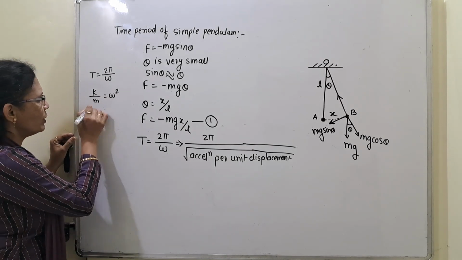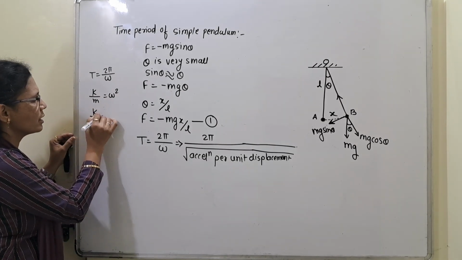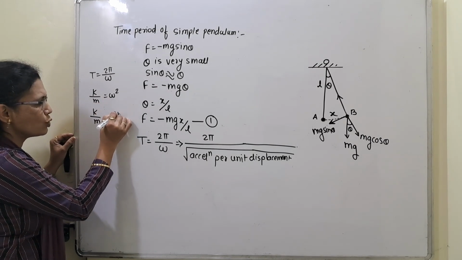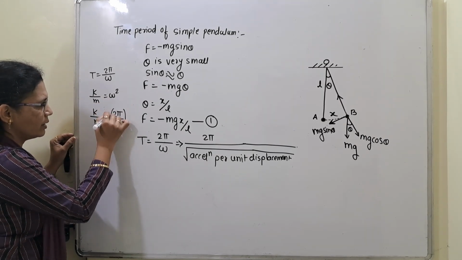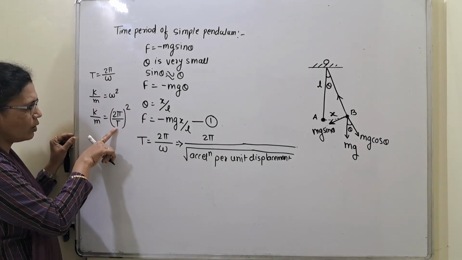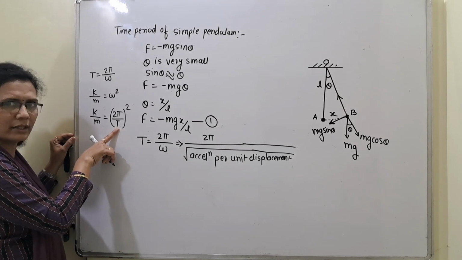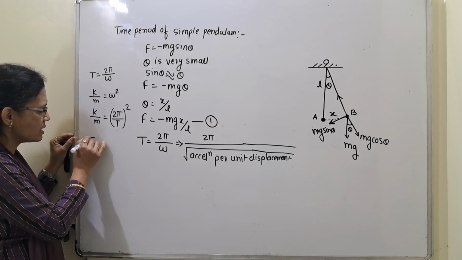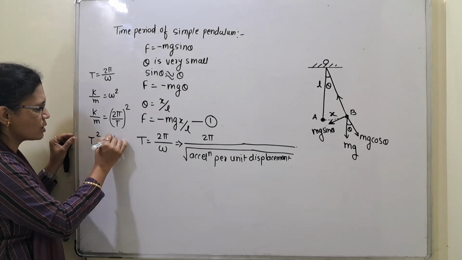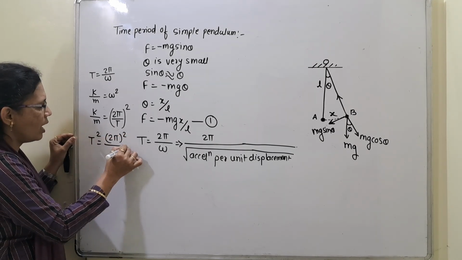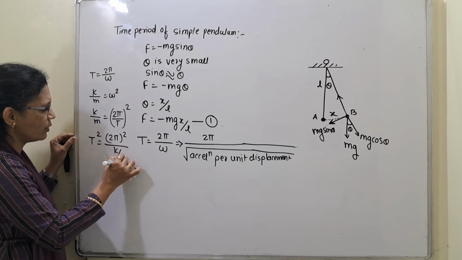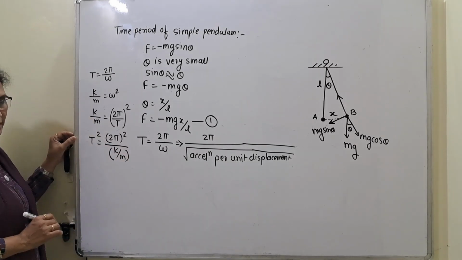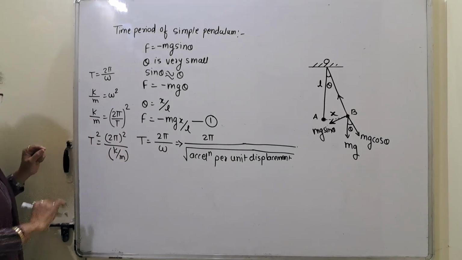So what will be the value for this omega? It is 2 pi by T, right, square of that. I want this value of time period. So I will take this T square here and this 2 pi square upon k upon m will be in the denominator. Then what is this k upon m?